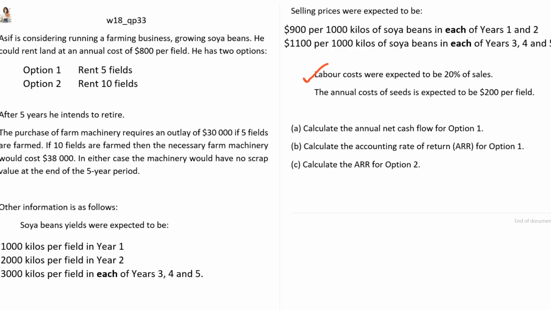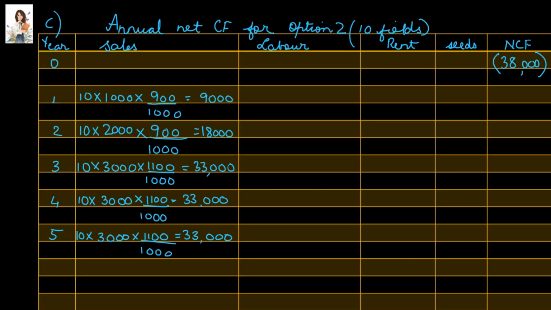Next, we see that labor costs are expected to be 20% of sales. So for year 1, labor costs will be 9,000 into 20%, which will be an outflow of $1,800. For year 2, it will be 18,000 into 20%, that is $3,600 outflow. For years 3, 4 and 5, it will be 33,000 into 20%, that is $6,600.